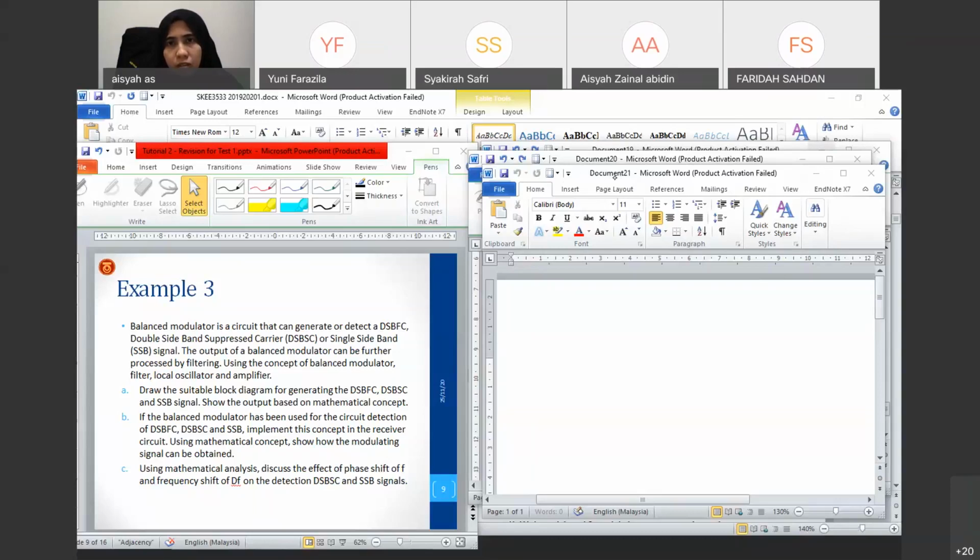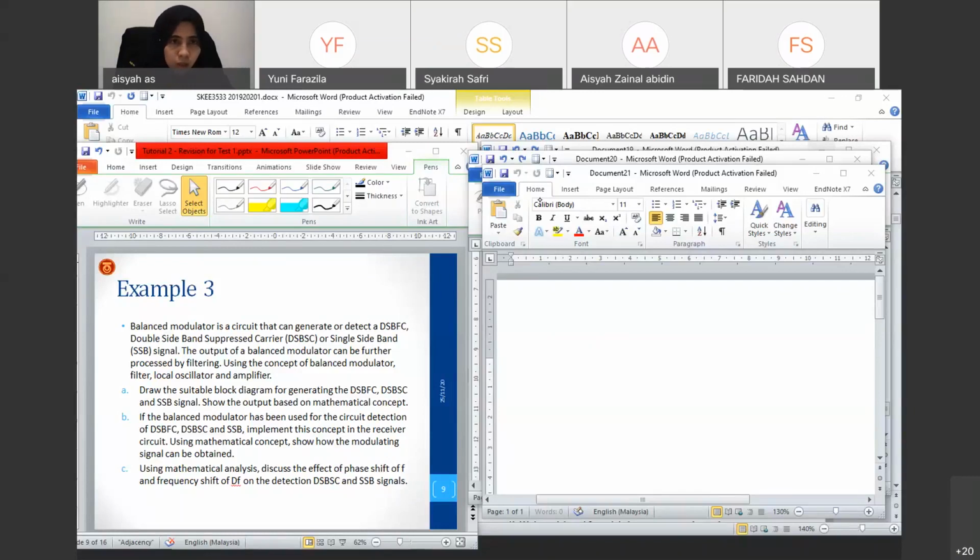Any of you can share your answer? Yes, Aisha or Shakira? The VMT as the input and then the VMT goes into the balanced modulator. The input also has the VCT. There are two inputs, the VMT and VCT. Okay. And then the output is EC plus VMT cos omega CT.